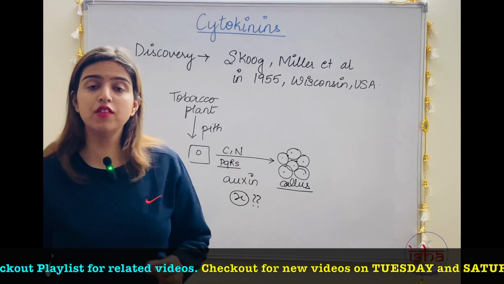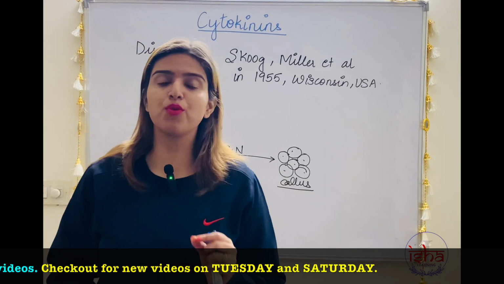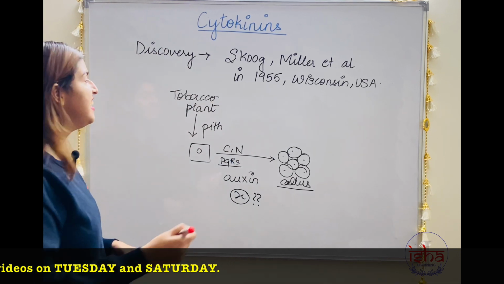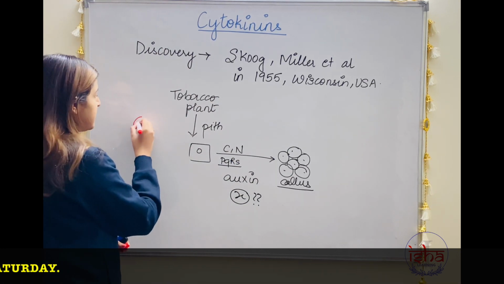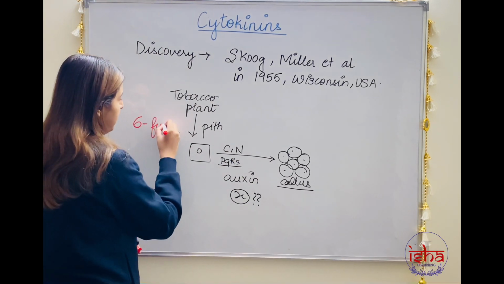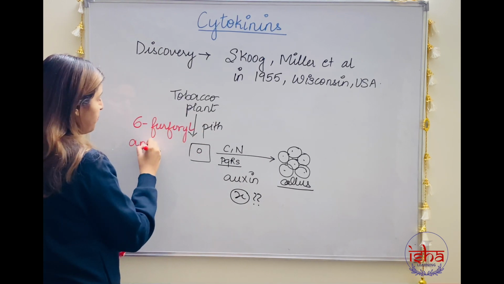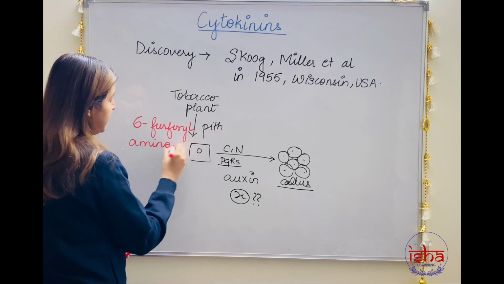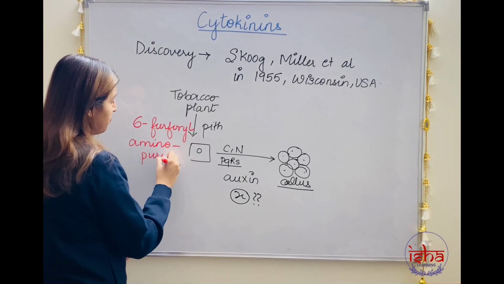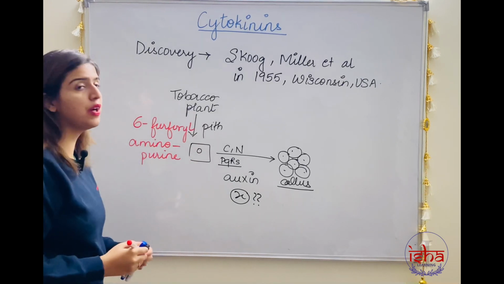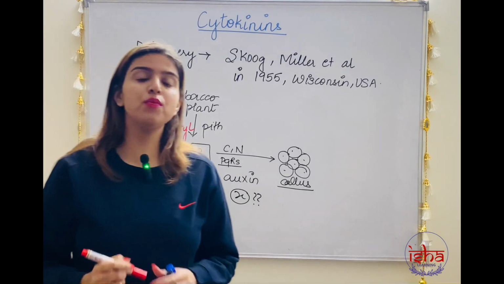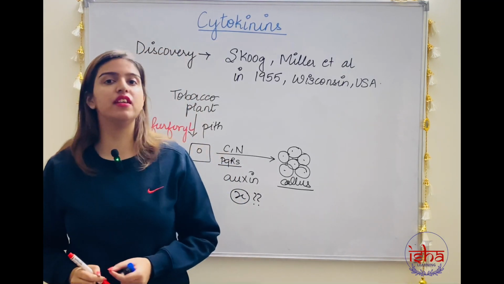It was discovered that this compound X was actually the degraded DNA having 6-furfuryl aminopurine. So the degraded DNA had a compound known as 6-furfuryl aminopurine that was causing this rapid cell division.